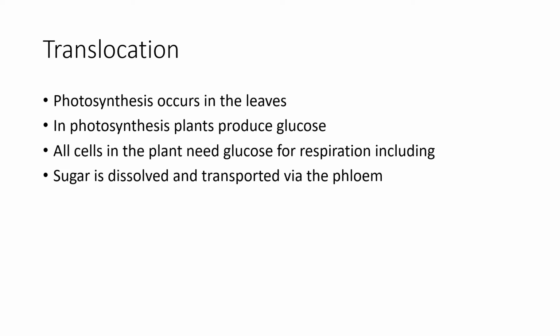In translocation, we've got photosynthesis occurring in leaves. And we know it occurs in leaves, mostly in the palisade layer, because that's where we have the highest number of chloroplasts, which absorb the most light intensity, which means it has the fastest rate of photosynthesis. In photosynthesis, remember, we take carbon dioxide and water, and in the presence of sunlight energy, that is converted into glucose and oxygen. At the moment, we're not worried about the oxygen, we're just going to focus on the glucose because that's what's linked to translocation.